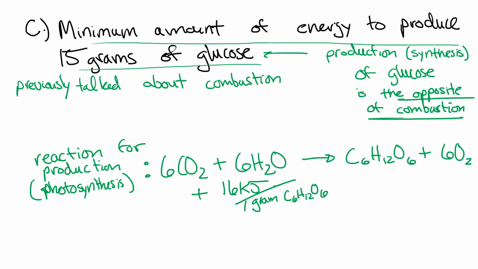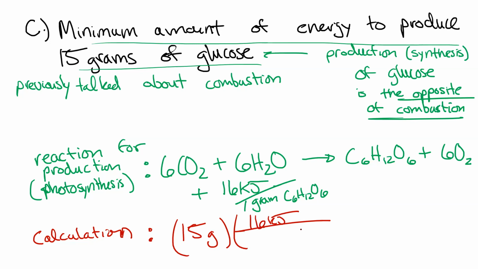If you guys are with me so far, there's a lot going on here, but the way you do this calculation, for the minimum amount of energy to produce 15 grams, becomes 15 grams times 16 kilojoules per 1 gram of C6H12O6. And 16 times 15 is some sort of big number with a positive sign.